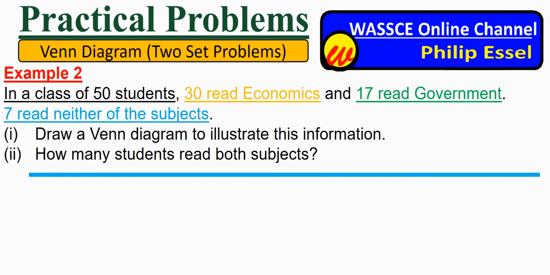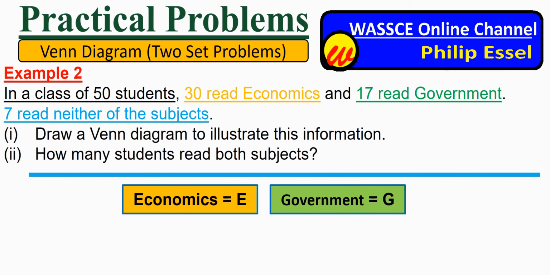So let's get the most important information from the question. We write them down and use them to solve the problem. First, we are told that in this class, we have those who read economics and we also have those who read government. So what we're going to do is this. We are going to represent economics with capital E and government with capital G.